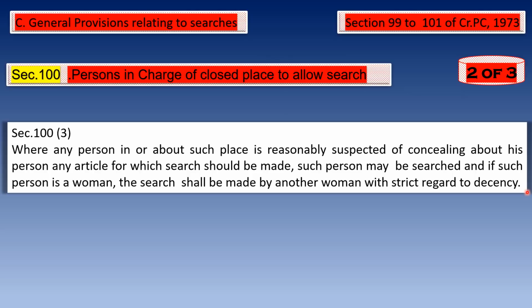So, when we are talking about a search of a place in section 100, I think subsection 3 of section 100 should be remembered, a search to be conducted on a person. So this is different from subsection 1 and subsection 2, which are talking about a search of a place. Subsection 3 is about a search on a person rather than a place. Subsection 3 of section 100 further says that if the person to be searched is a woman, then the search shall be made by another woman with strict regard to decency.